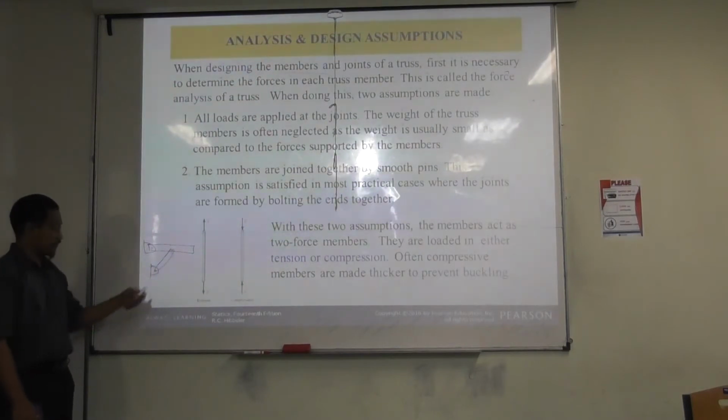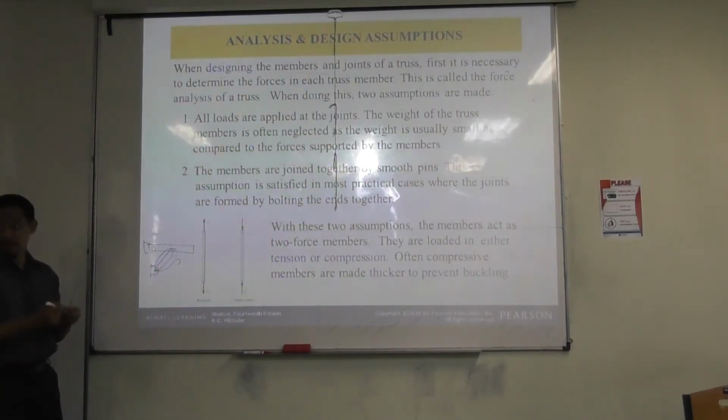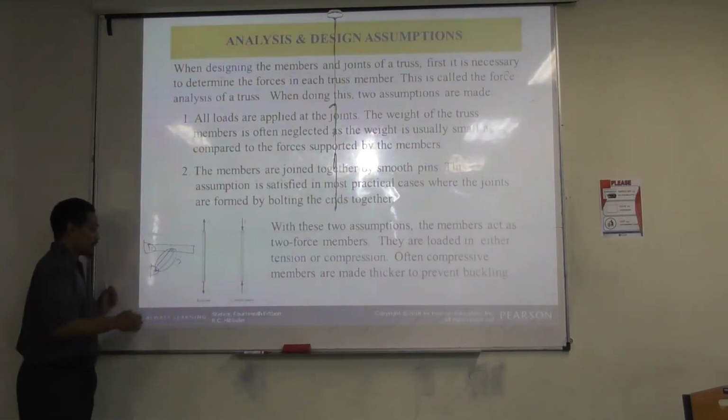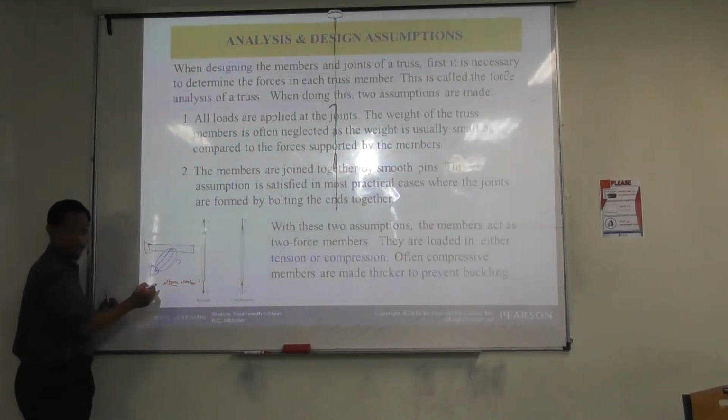This one? Okay, why? Why is this one a two force member? How do you determine that? Two pin, there are two pins. Where is the two pin? This one. Yes. Now what makes this a two force member? Okay, by definition, what is a two force member? Two force member.